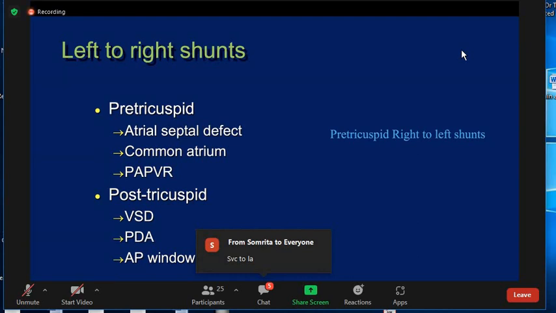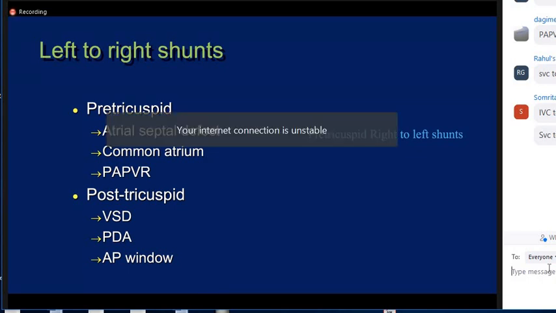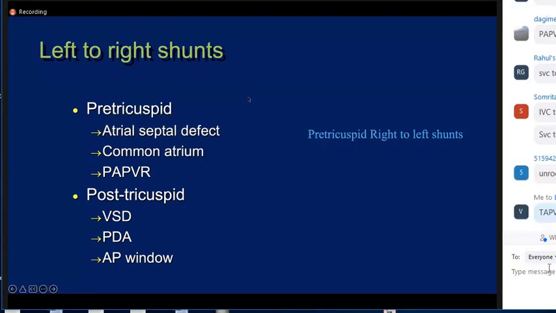Pretricuspid right to left shunt is systemic. IVC to LA, I am very happy to see the answer, SVC to LA. Any other? Even total anomalous pulmonary venous return is considered a pretricuspid right to left shunt.